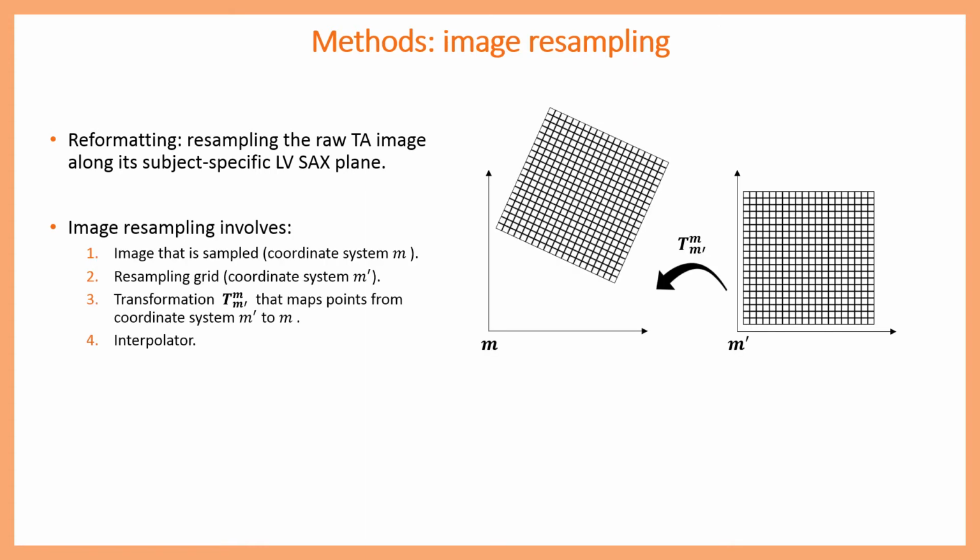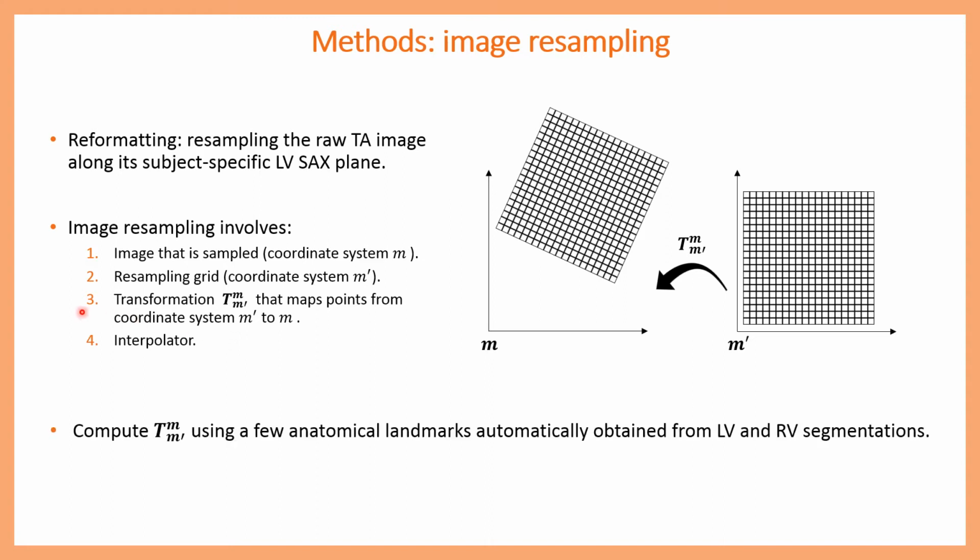Image resampling involves the image that is sampled given in coordinate system M, a resampling grid given in coordinate system M', the transformation T sub M' to M that maps points from the coordinate system M' to M, and an interpolator to get corresponding intensity values from the sampled image. We propose to compute the transformation that will map points from one view to the other one by using a few anatomical landmarks that are automatically computed from the corresponding left ventricle and right ventricle segmentations.